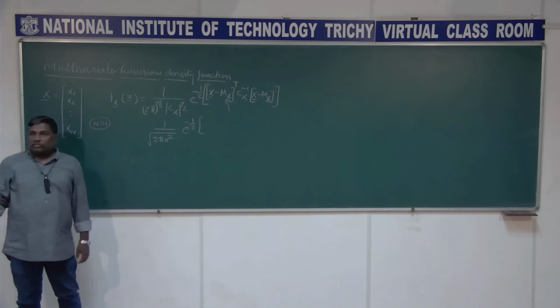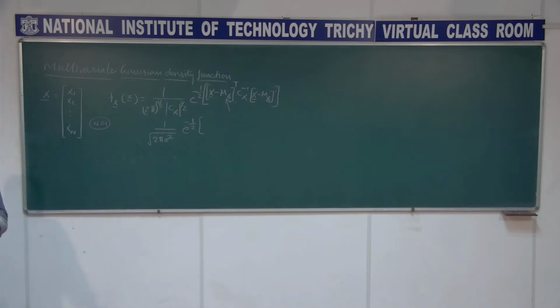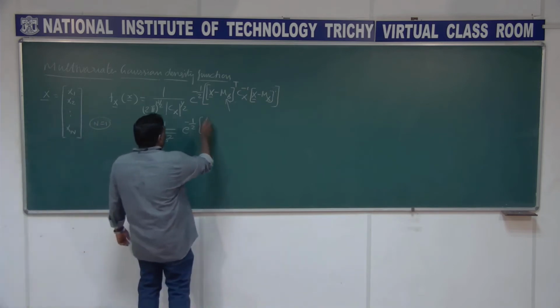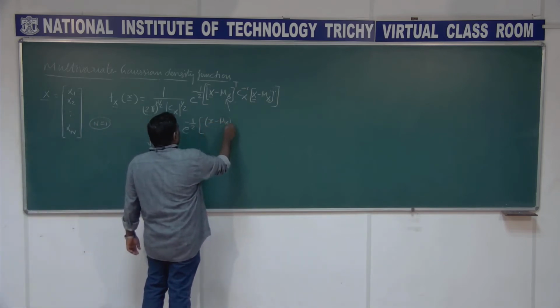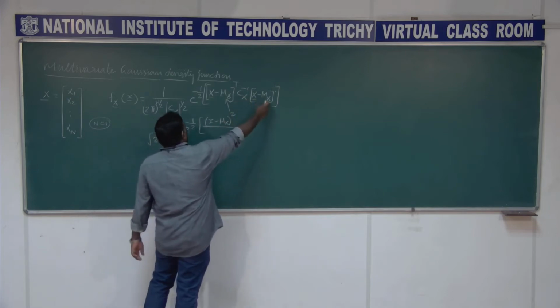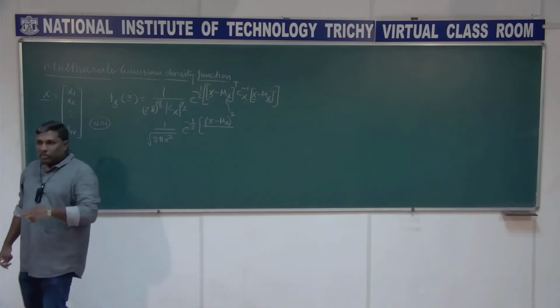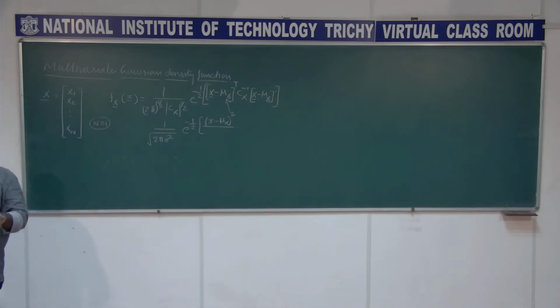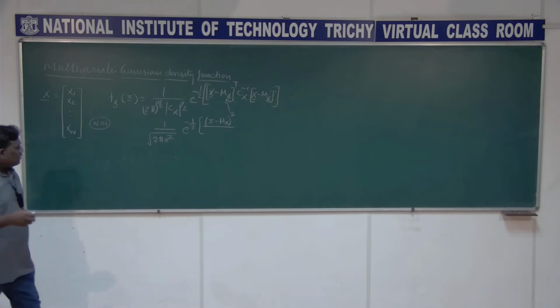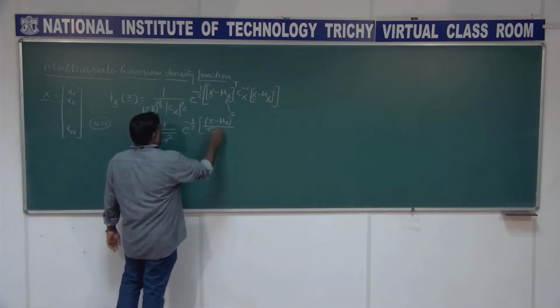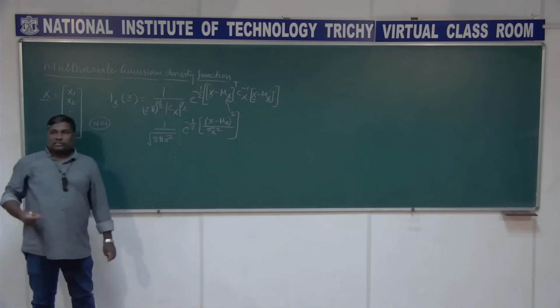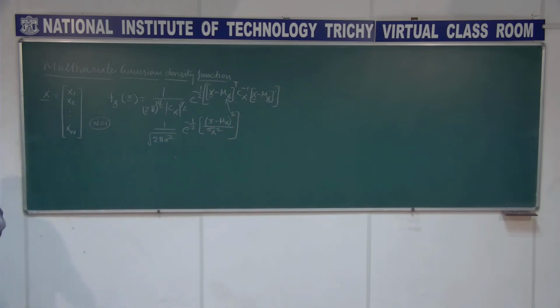For the special case when n equals 1, we get this e power minus half. X is a single element now. x minus mu x is of size 1 cross 1, right? So x minus mu x, the whole square will come because here one more x minus mu x is there, and your covariance matrix is no more a matrix, it is just a scalar, so I can bring it down. It is sigma x square. So this is the classical single variable Gaussian density function, which we already know.